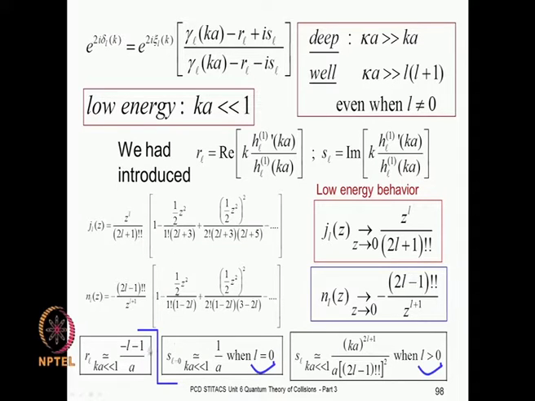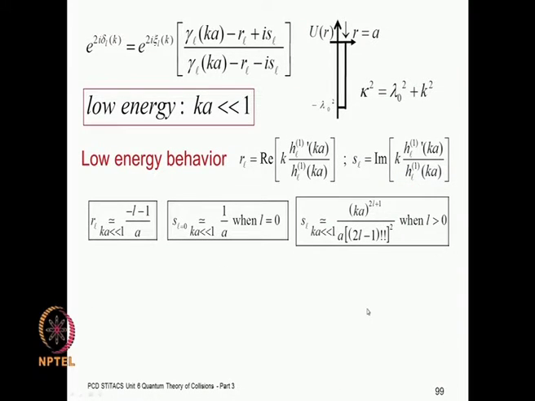So, you can get these relations that when you are dealing with low energy, so that k is much less than 1. Okay. So, this is the low energy domain, and you can get the values for S when L is 0 and when L is greater than 0, and you get these values from this by taking the low energy behavior.